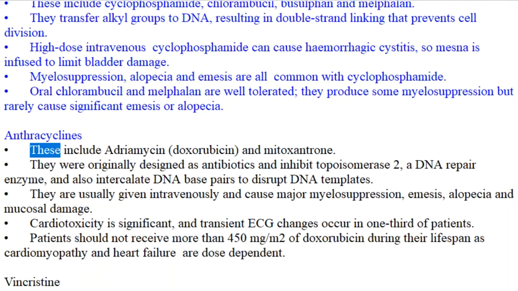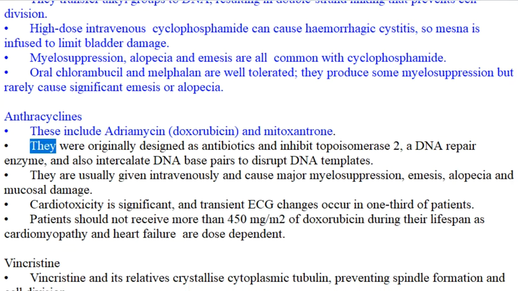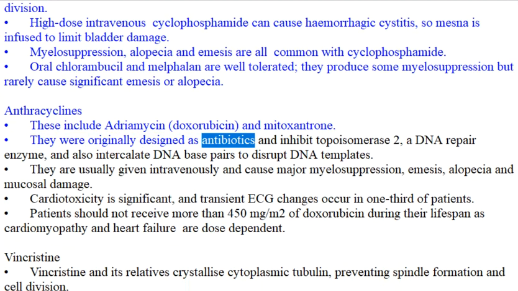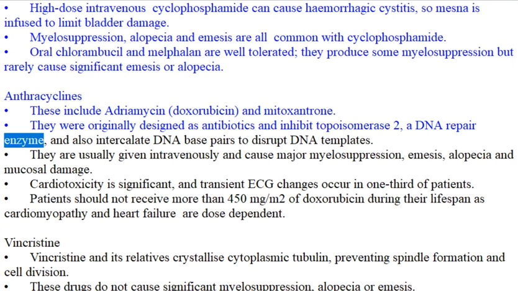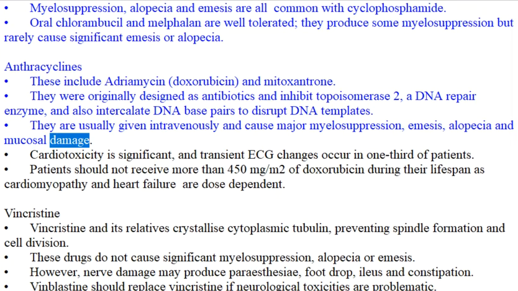Anthracyclines. These include adriamycin, doxorubicin, and mitoxantrone. They were originally designed as antibiotics and inhibit topoisomerase II, a DNA repair enzyme, and also intercalate DNA base pairs to disrupt DNA templates. They are usually given intravenously and cause major myelosuppression, emesis, alopecia, and mucosal damage.